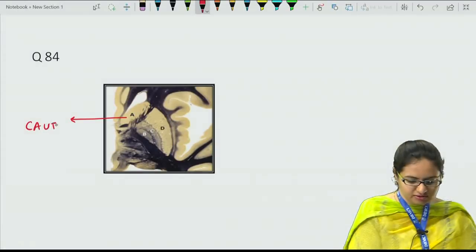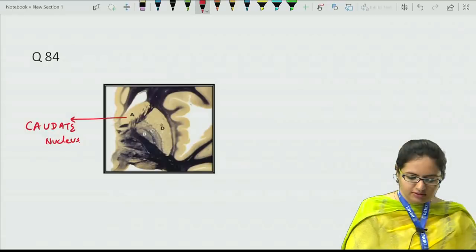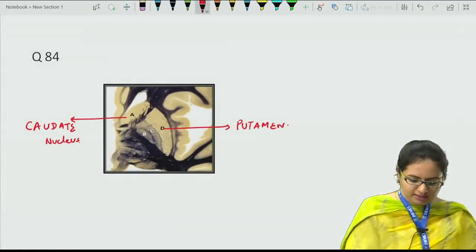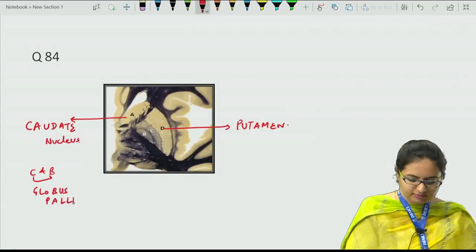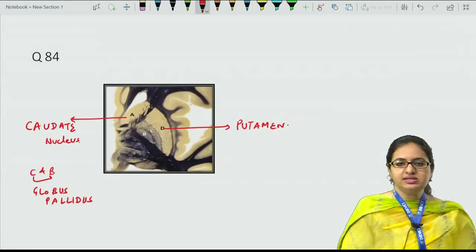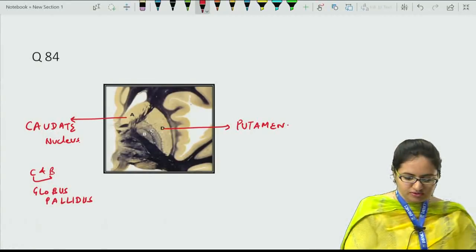For question number 84, if you identify all these structures, the A structure is the caudate nucleus. D over here is the putamen. And C and B together are the globus pallidus. It is divided into the medial and the lateral segments. So this is the medial part of the globus pallidus, and this is the lateral part.